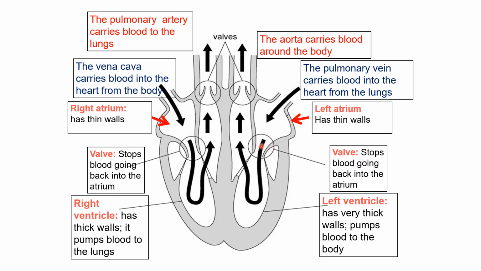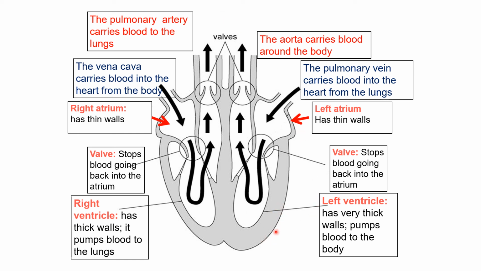There are valves between each atrium and ventricle, and there are more valves up the top in the blood vessels. Then once it's come from the body, we have the vena cava, which is the vein that carries blood to the heart from the body. It goes into the right atrium and then down through a valve into the right ventricle, and then it goes up through the pulmonary artery back to the lungs. So this is literally what we've just drawn, but it's an actual picture of the heart this time.